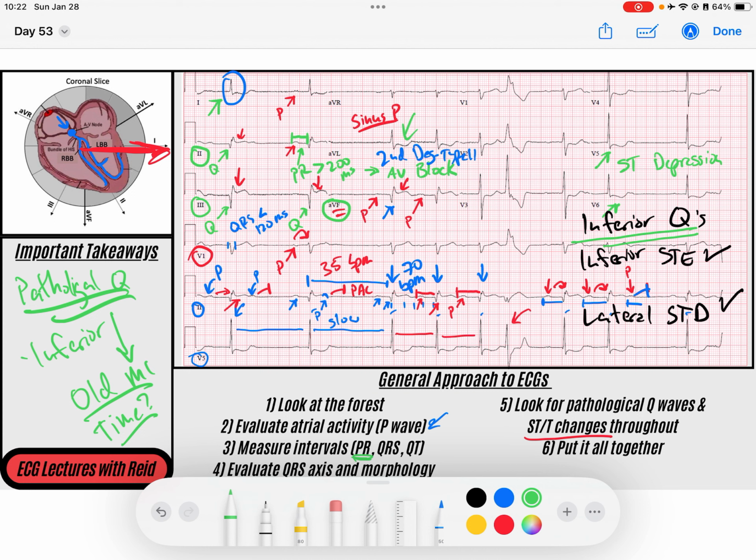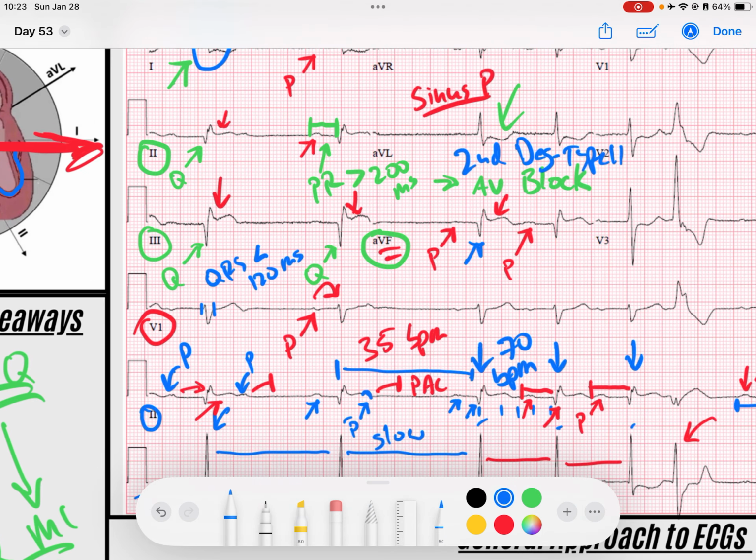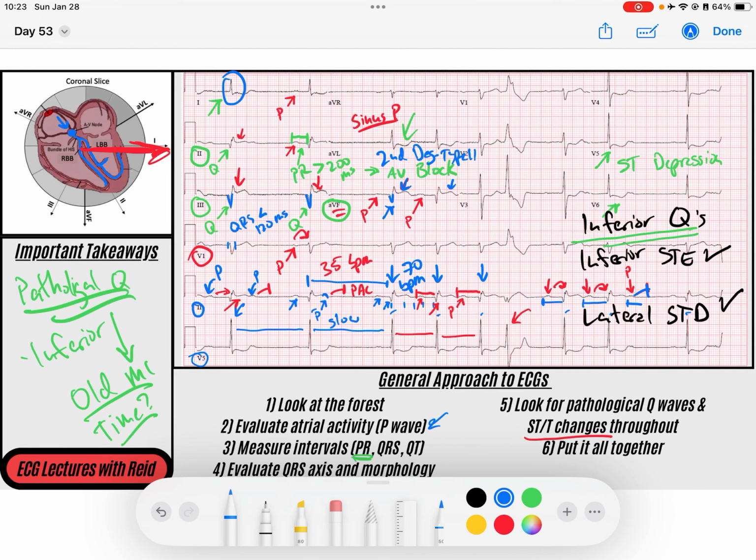And the problem with this inferior STEMI is that we're catching it a little bit late because Q waves don't develop until that myocardium dies. So we've already seen a little bit of death of the myocardium, which is represented by these Q waves. And there's still a little bit of remaining ST elevation, indicating that there is some still ongoing ischemia.